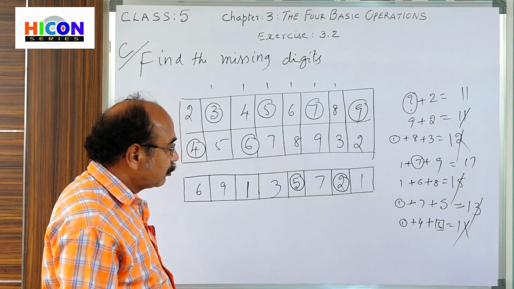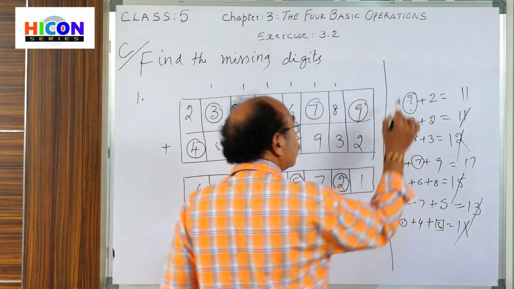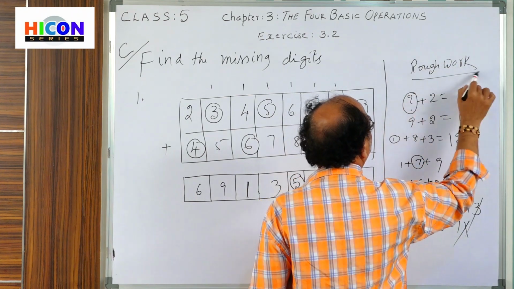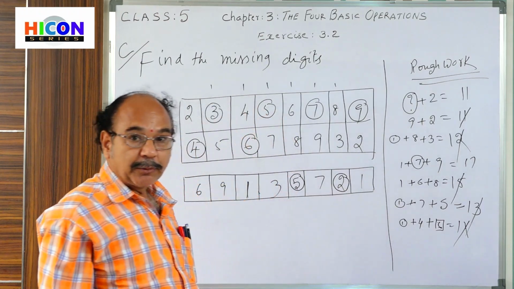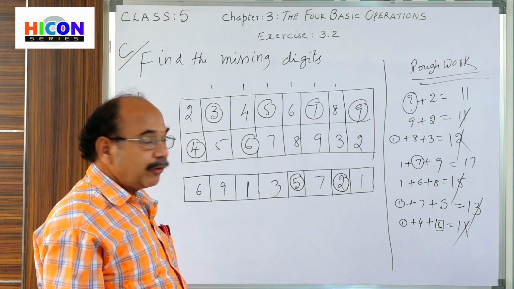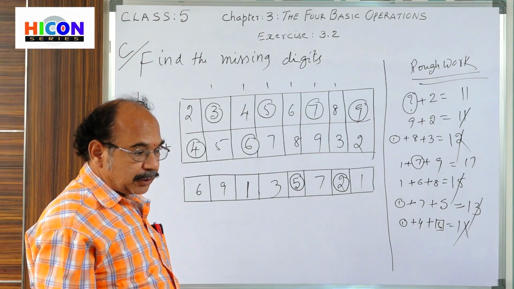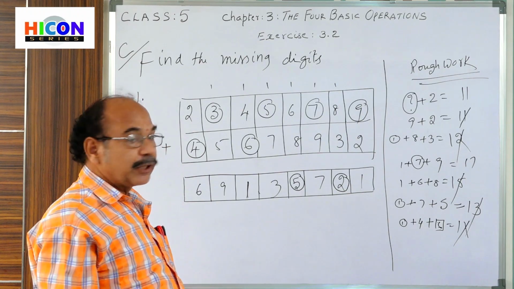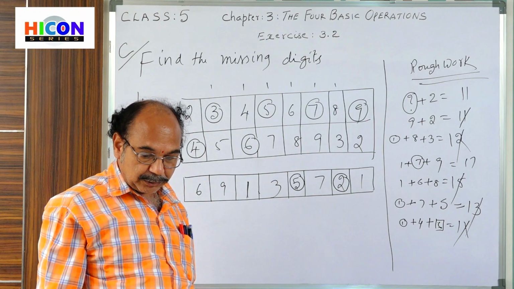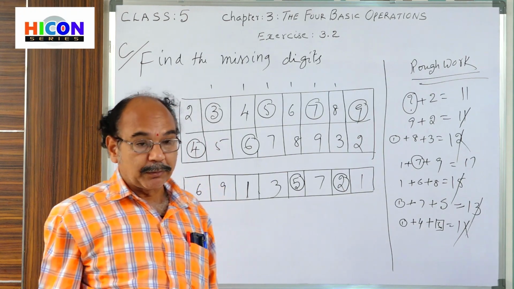Like this, just by doing some rough work, we can guess the suitable number in the given blank. Okay. This is an example for you how to guess the missing digits. Like this, another sum is there. Do it for practice. Now we are going to the word problems.